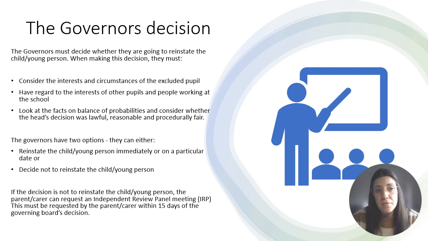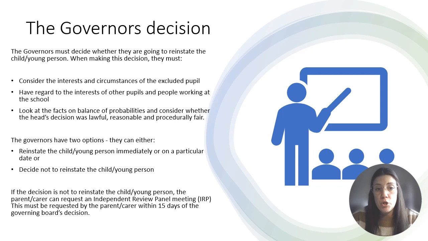The purpose of the governors meeting is to decide whether they're going to reinstate the child or young person, and when making this decision they must consider the interests and circumstances of the excluded pupil, have regard to the interest of other pupils and people working at the school, and look at the facts on balance of probability and consider whether the head teacher's decision was lawful, reasonable and procedurally fair. So they must consider all of those things when they're making their decision.